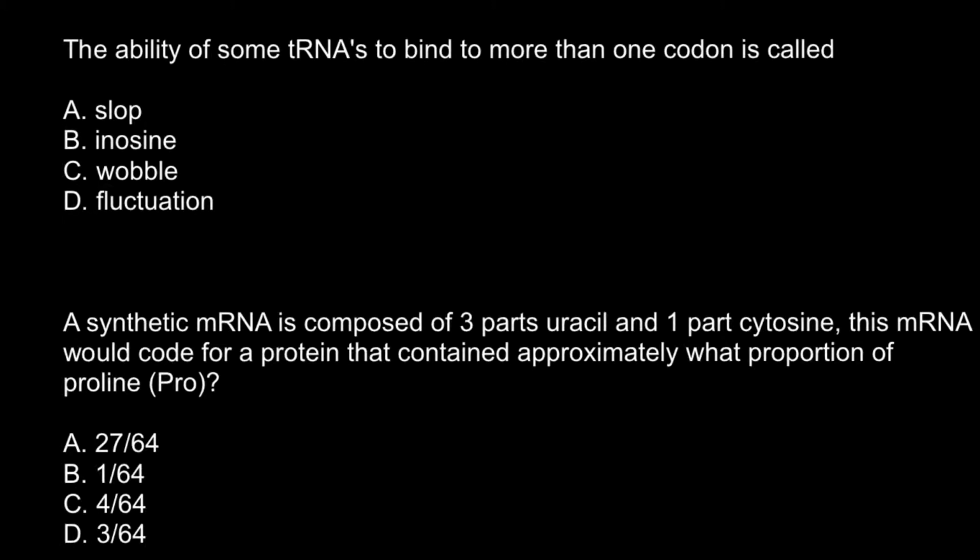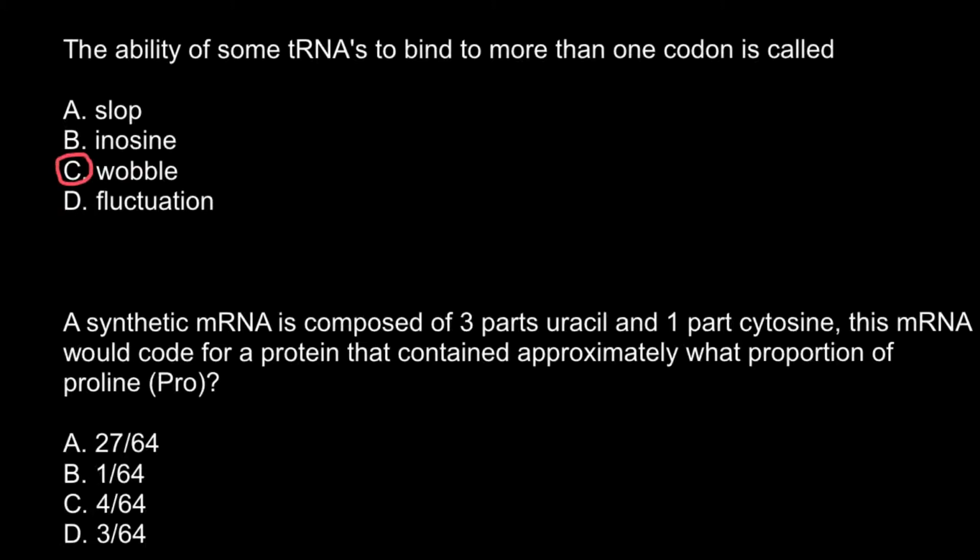The ability of some tRNAs to bind to more than one codon is called, and here are the four answers to choose from. Answer A, slope; B, ionizing; C, wobble; and D, fluctuation. And the correct answer is C.